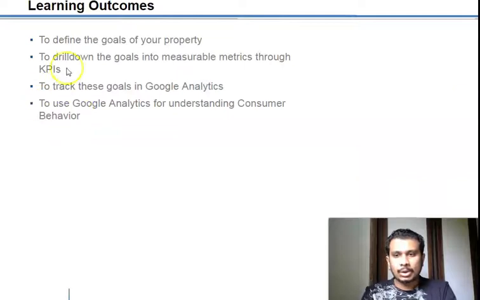Okay, so now what are the main outcomes for this? First is defining the goals of your property. Your property means we can say our website, a blog, etc. After that, we will drill down the goals to measurable metrics through our KPIs.